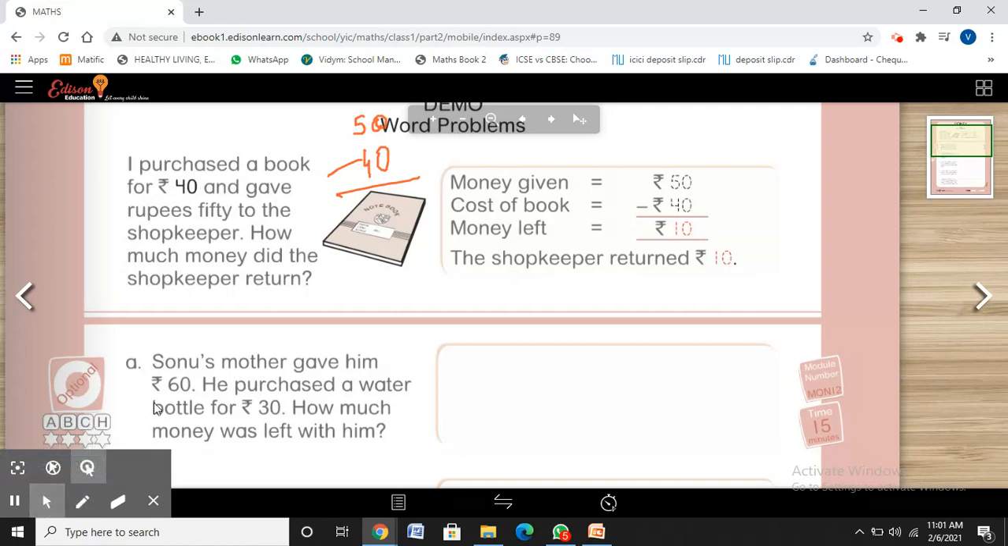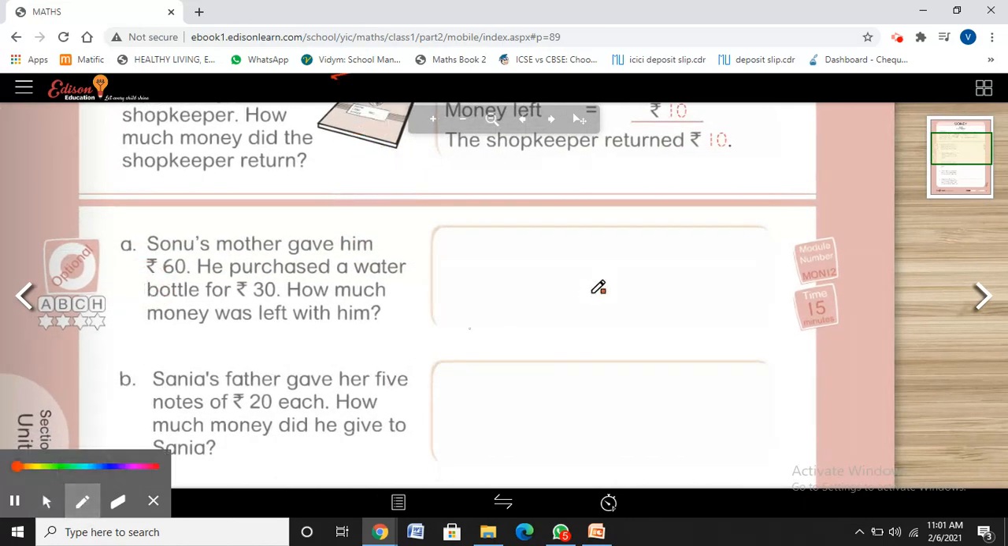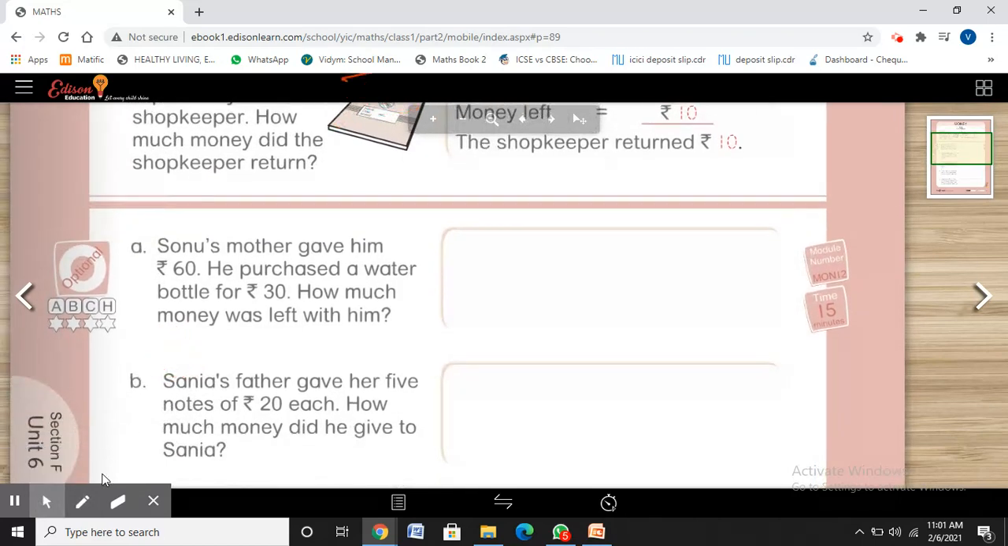Now we are going to write the word problem and the statement. Sonu's mother gave him 60 rupees. He purchased a water bottle for 30 rupees. So you will write money gave is equal to rupees; you have to write the denomination, rupees 60. Then the price of the bottle: bottle is equal to rupees 30.